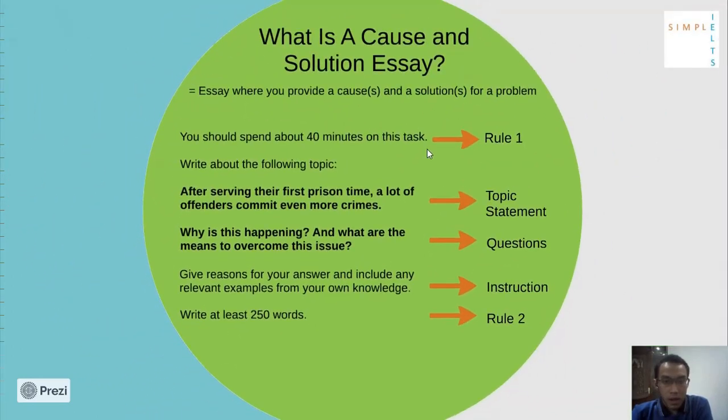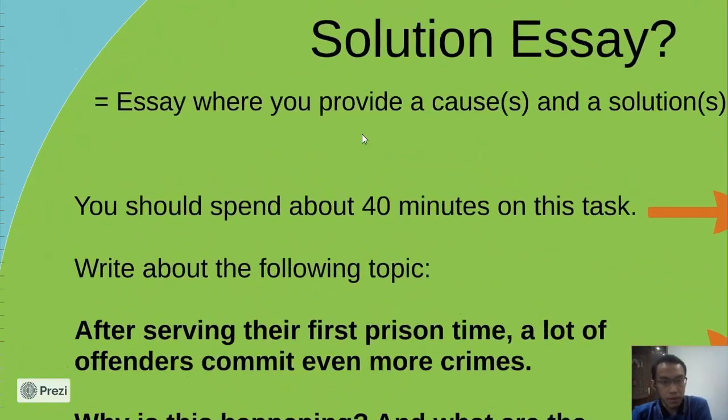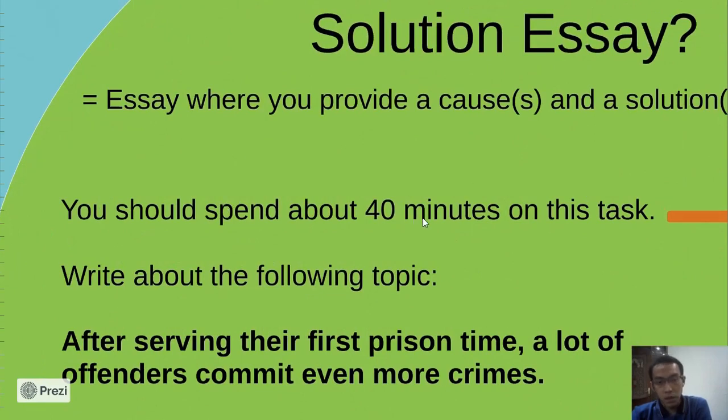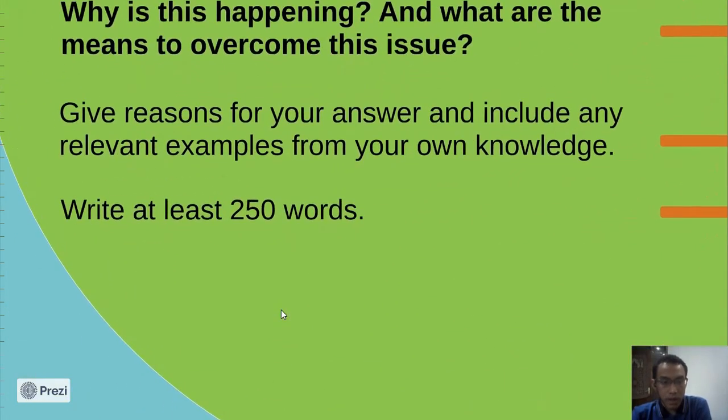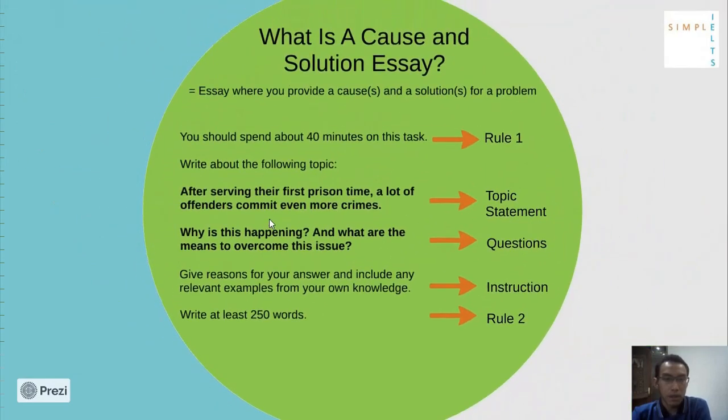So there are also two rules that we have to comply with. First is that you should spend about 40 minutes on this task. So we only have 40 minutes to do this. And then write at least 250 words. So the minimum number of words that have to be written down is 250. Fewer than 250, you will lose your marks. Okay, so that's a little bit about what is a cause and solution essay.